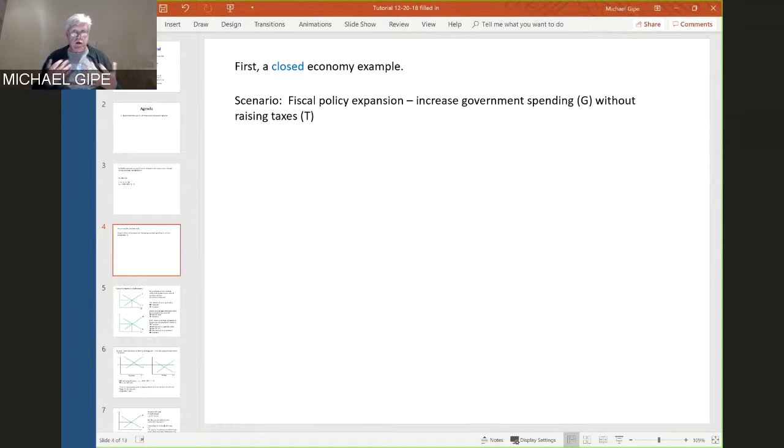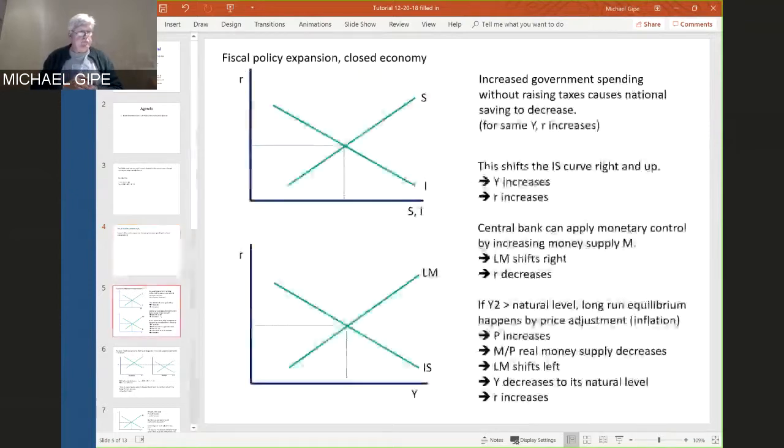In other words, the government will increase spending without raising taxes. They're going to increase their deficit. That is, they're going to reduce national savings. And the goal here is to boost the economy and get Y going up. And they're pretty successful at that.